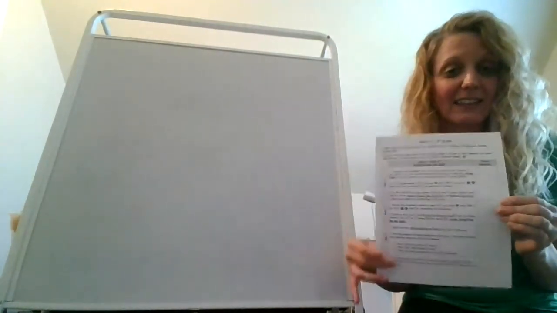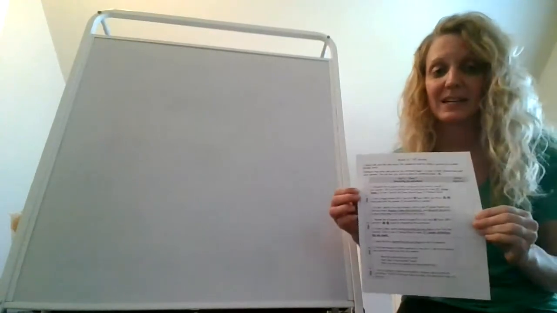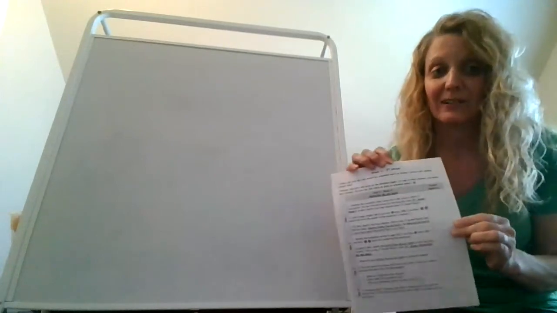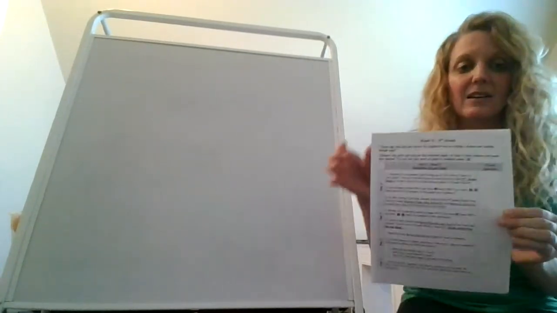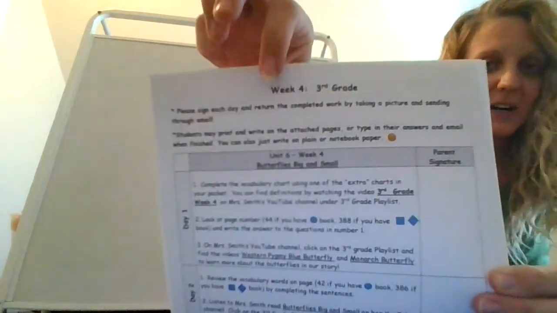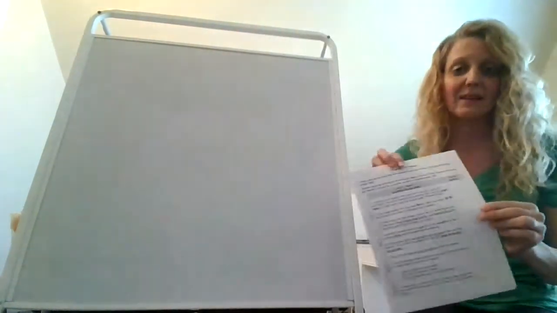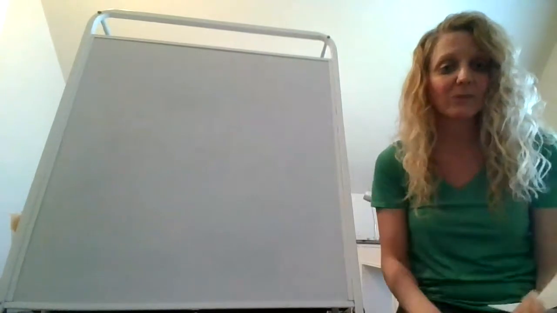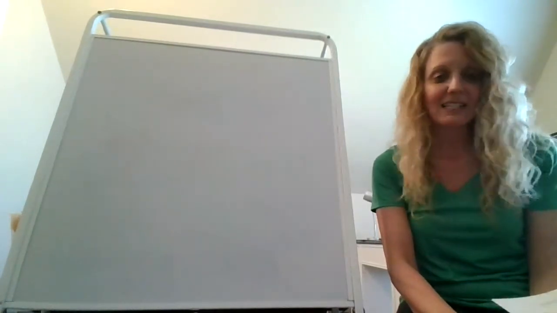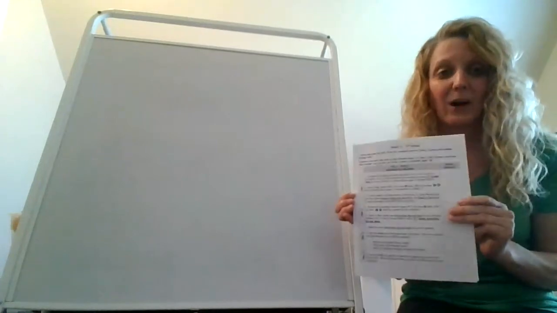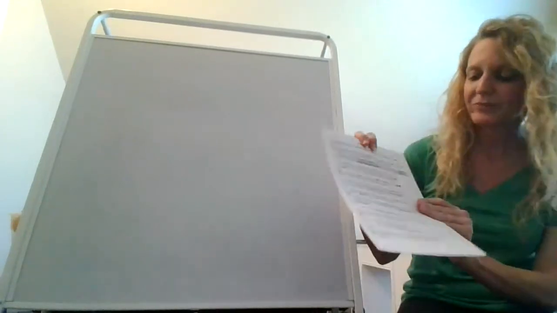You did not get this in the packet your parents picked up at school because at the time we didn't know how long we'd be out of school. So I sent this to them in an email. It says week 4, third grade. It is set up exactly like the other weeks we've been working online together. So let's just go through this packet quickly to see what you have for this week.